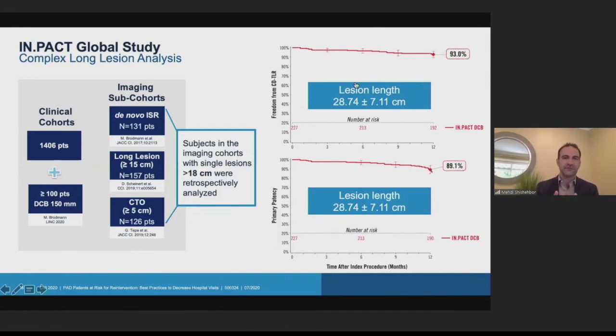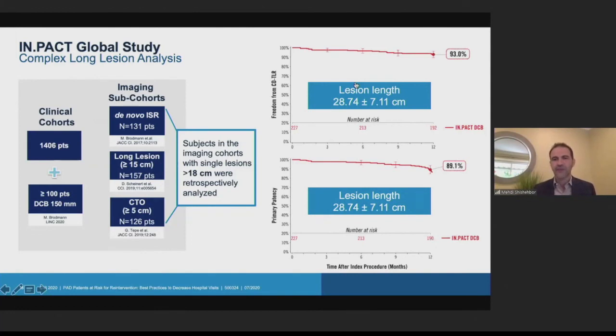And this is a study that was the subgroup analysis of the global registry of DCB that Medtronic ran. You can see they included ISR patients, long lesions greater than 15 centimeters, and CTOs. And look at the data: freedom from clinically driven TLR, with a lesion length of 28.7, almost 29 centimeters.